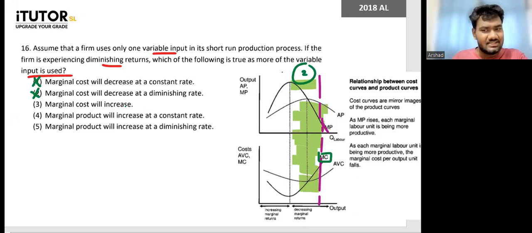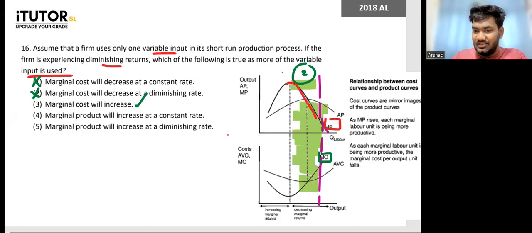Marginal cost will increase. Yes. In the second stage, MC is increasing, right? We'll see if there are any other answers. Marginal product will increase. Is the marginal product increasing? MP, here, this is the MP curve, guys.